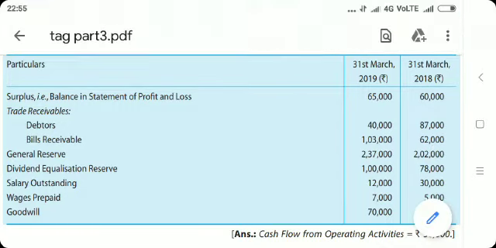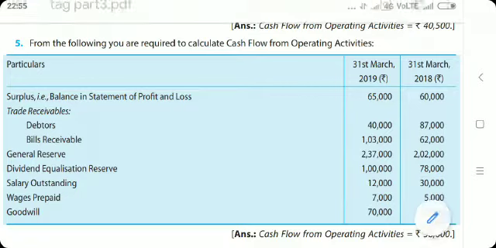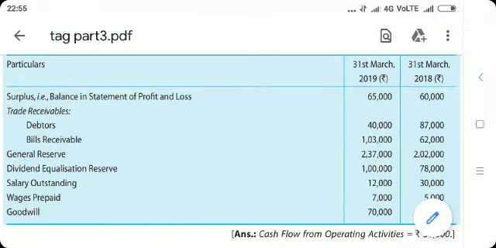2,37,000 minus 2,02,000. I think it is 35,000. You have to add it. Then difference in dividend equalization reserve should also be added. So 1 lakh minus 78,000, 22,000 you add it. Whatever answer you get, that is your net profit before tax. Now take this working note net profit before tax to your skeleton. Net profit before tax, fill it up.